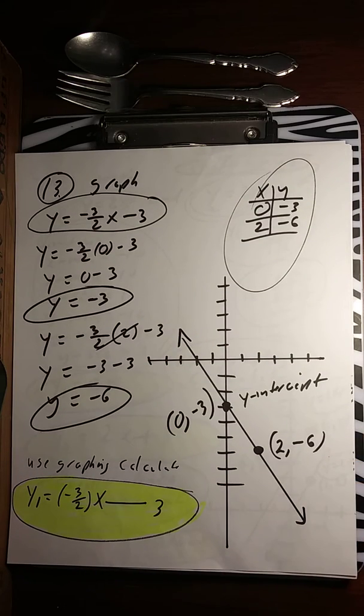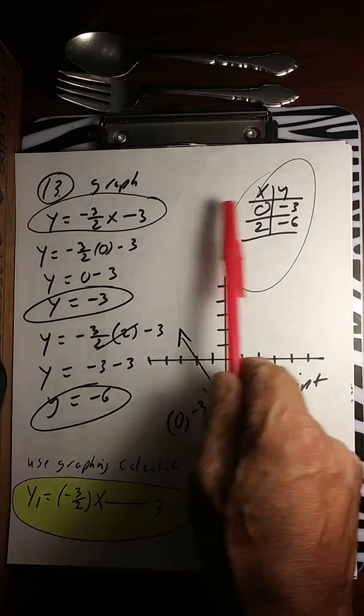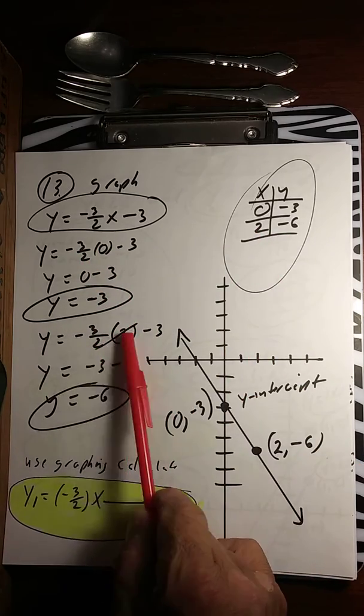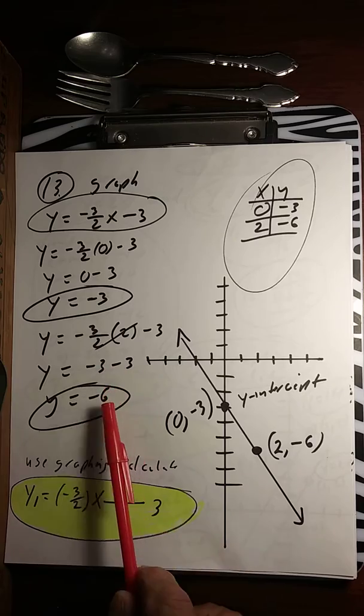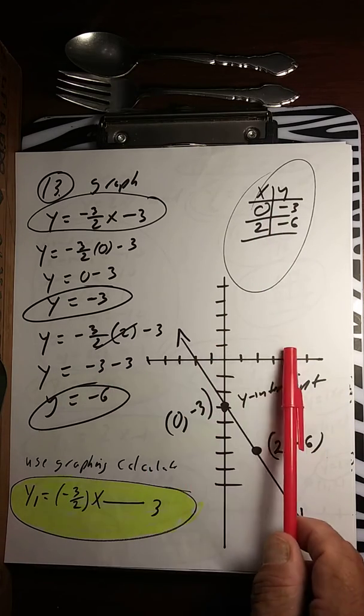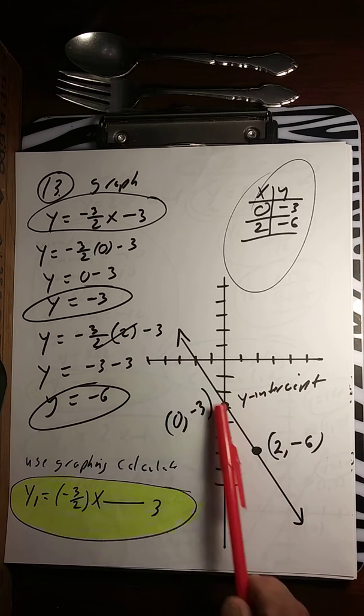y equals -3/2 x minus 3. Put some numbers in there. 0 times that is 0, minus 3, so -3. Put a 2 in there. The 2s cancel out, so you have -3 minus 3, which is -6. So you have 0, -3, and we have 2, -6 right there.